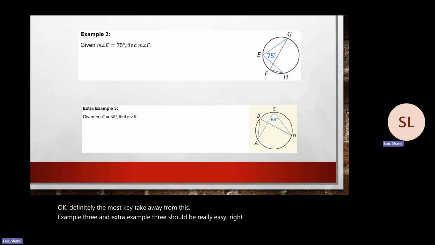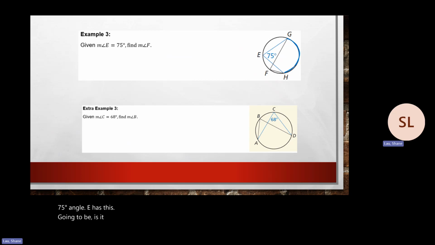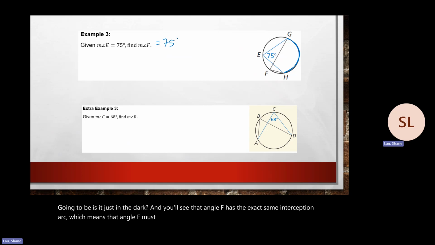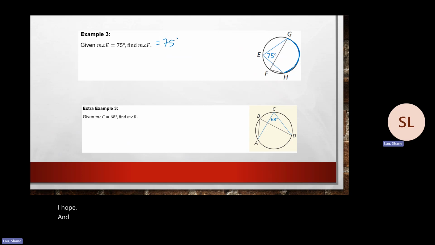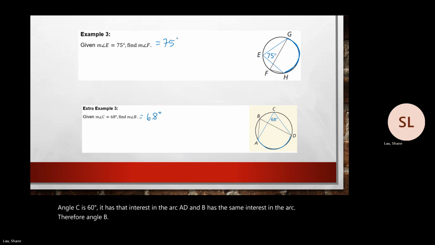We see that angle E is 75 degrees. Angle E has this arc here that's going to be its intercepted arc. And you'll see that angle F has the exact same intercepted arc, which means that angle F must be 75 degrees as well. Okay, that should be pretty easy, I hope. And you'll find the exact same thing for extra example 3. Angle C is 68 degrees. It has that intercepted arc AD, and B has the same intercepted arc. Therefore, angle B is 68 degrees. So that should be easy enough.